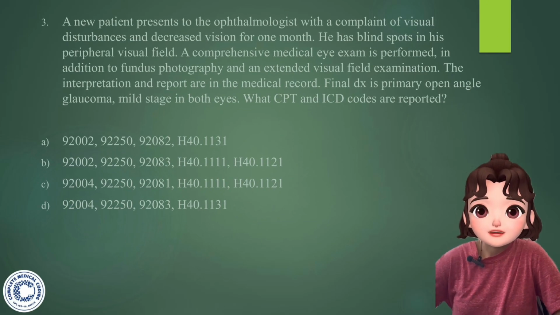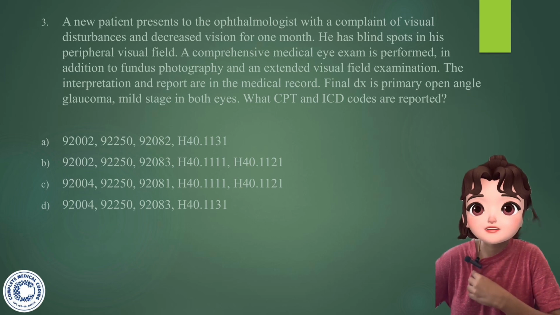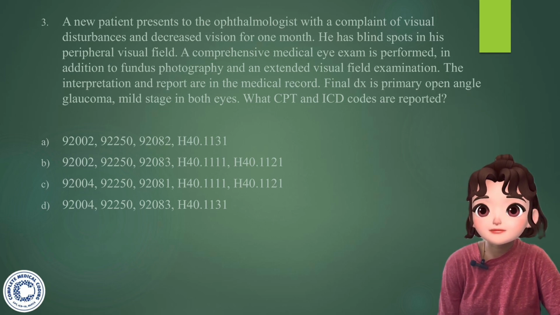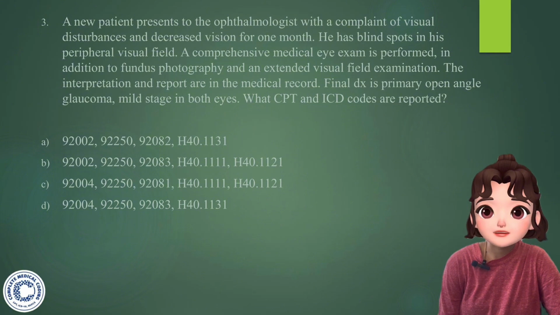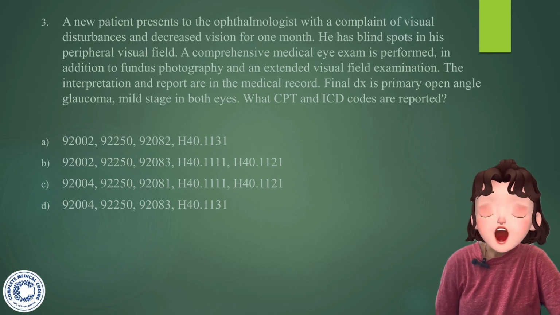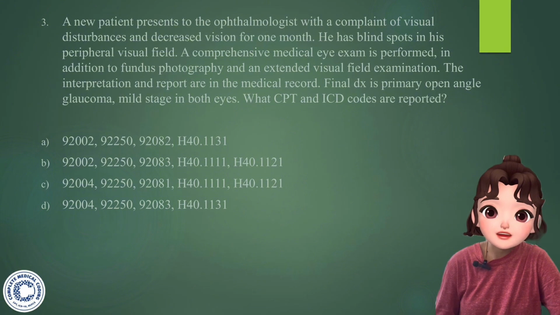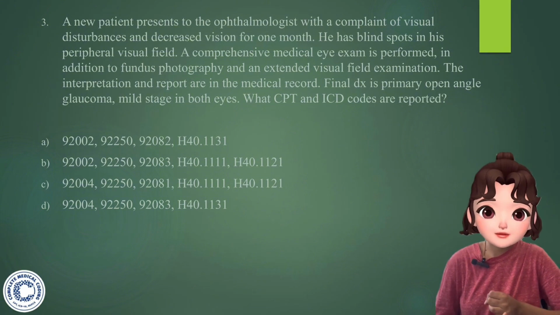Now, let's move to the third question. A new patient presents to the ophthalmologist with a complaint of visual disturbances and decreased vision for 1 month. He has blind spots in his peripheral visual field. A comprehensive medical eye examination is performed, in addition to fundus photography and an extended visual field examination. So, from this sentence, you have to find out what procedures are carried out. It is mentioned, comprehensive medical eye examination is performed. So, that procedure you have to code.